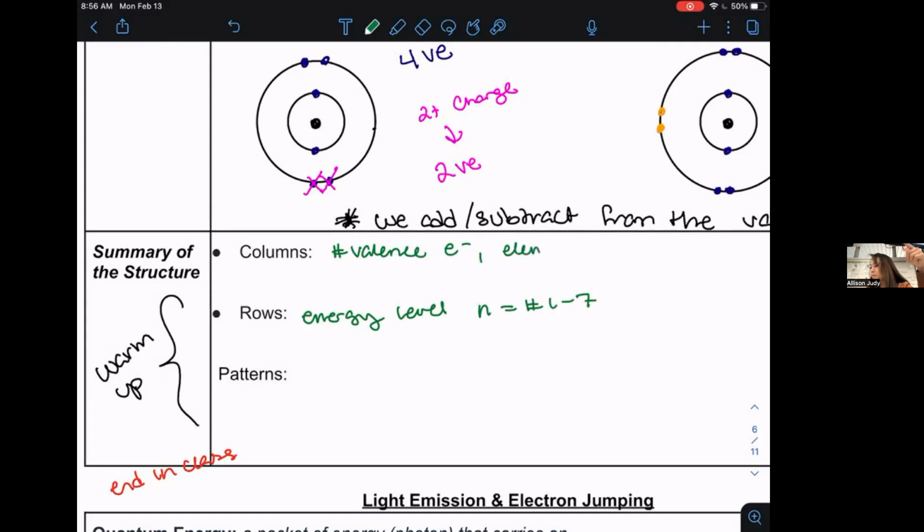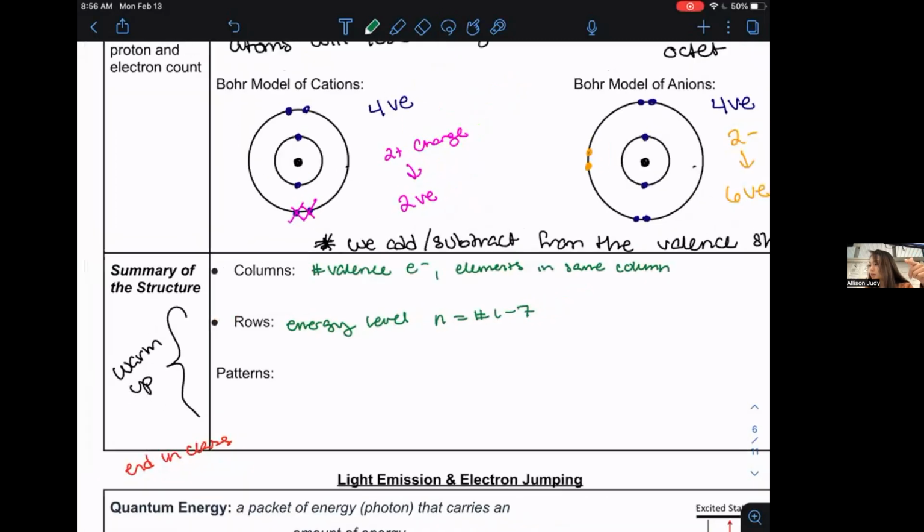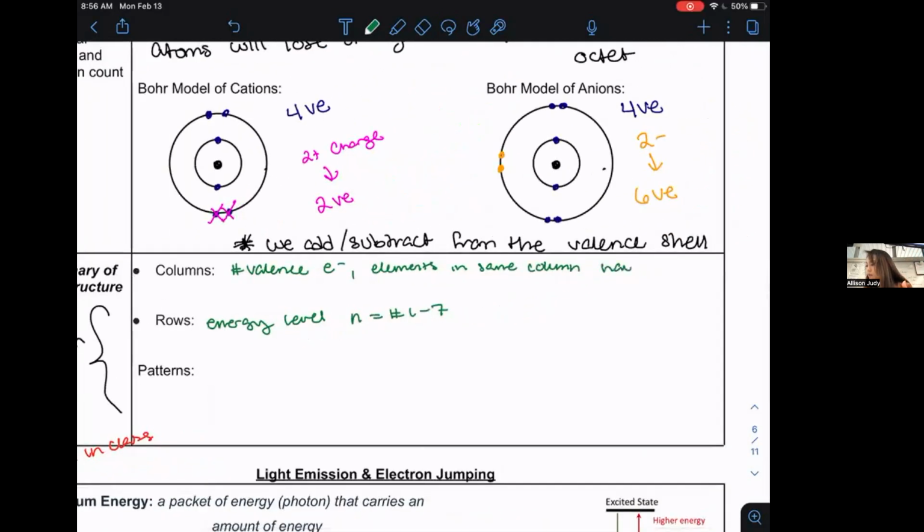Elements in the same column have similar properties.